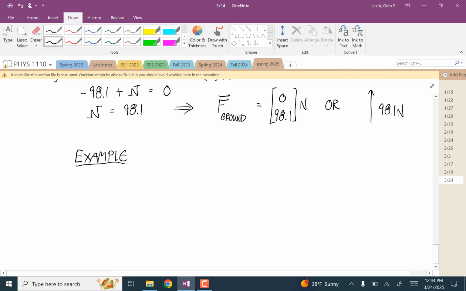So let's, this time, let's say we have a body that's hanging from the ceiling by a cable. And let's say that the mass of the body is 20 kilograms. And we want to know what's the force applied to the mass by the cable.